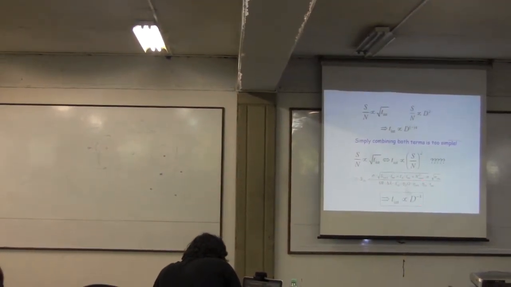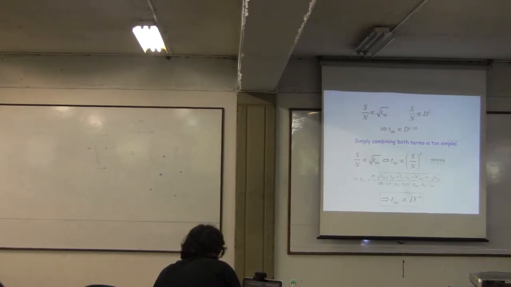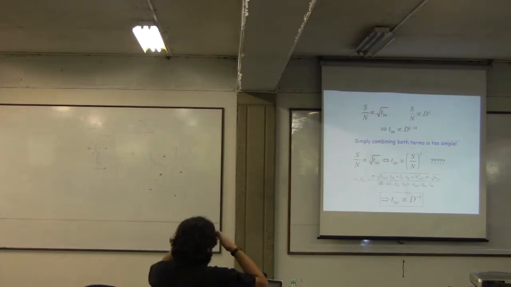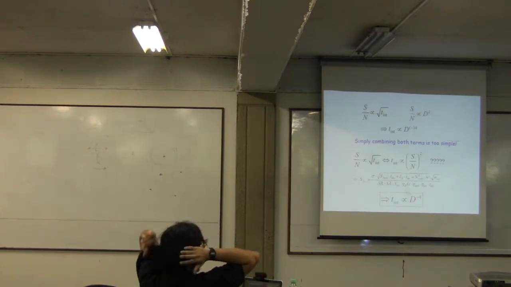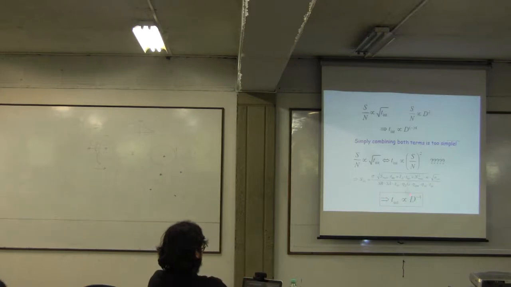So don't worry. But just believe me, I hope you believe me, this scaling law: if your telescope is two times bigger in diameter, then the time it takes to get the same detection of a source is 2 to the 4 times smaller.